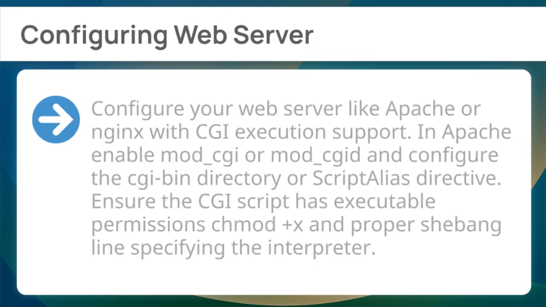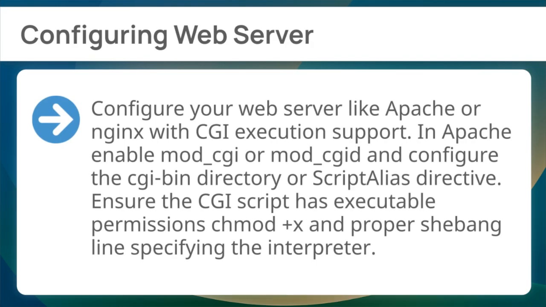Next, configuring web server. Configure your web server like Apache or Nginx with CGI execution support. In Apache, enable mod_cgi or mod_cgid and configure the cgi-bin directory or ScriptAlias directive. Ensure the CGI script has executable permissions, chmod +x, and proper shebang line specifying the interpreter.